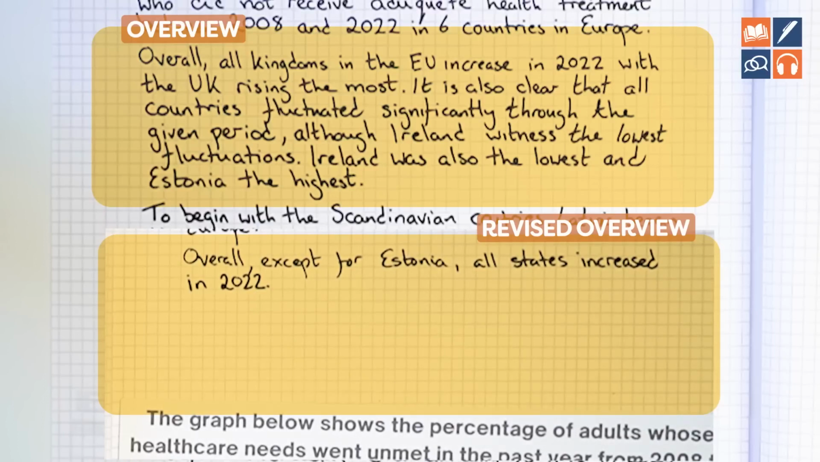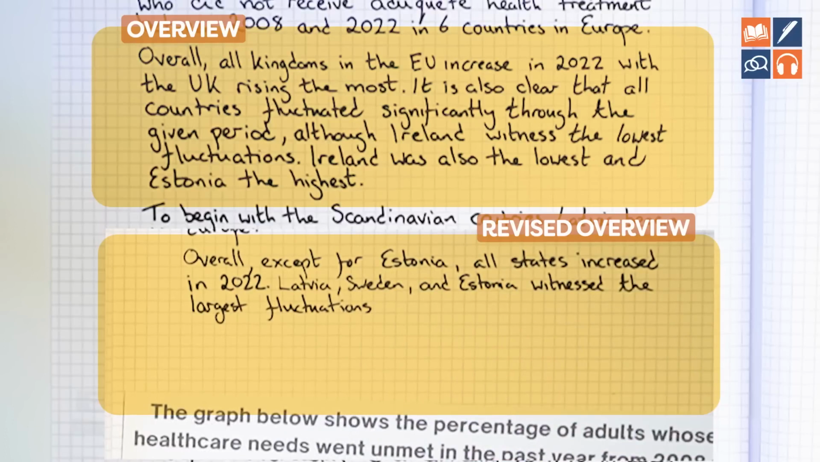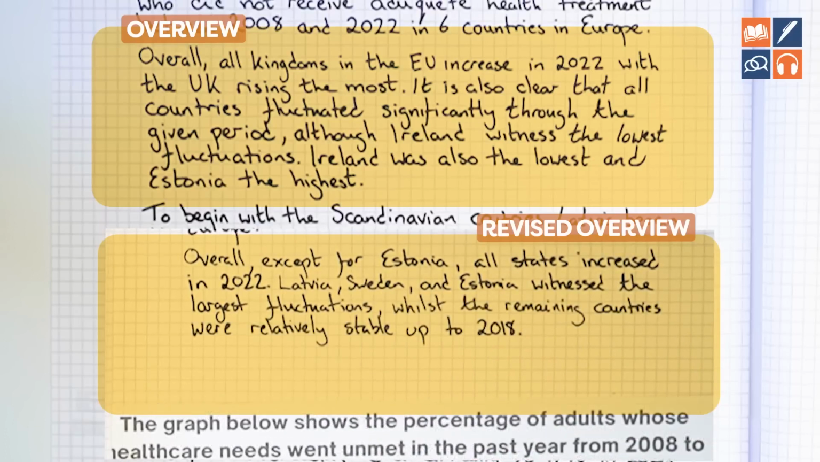So if we look at the trends over time, 3 countries had massive fluctuations. So let's put that in. Latvia, Sweden, and Estonia witnessed the largest fluctuations, whilst the remaining countries, United Kingdom, Ireland, and France, were relatively stable up to 2018. Not exactly stable, relatively stable. Relatively means in relation to, compared to the other 3 countries. Again, we're always going back to purpose.